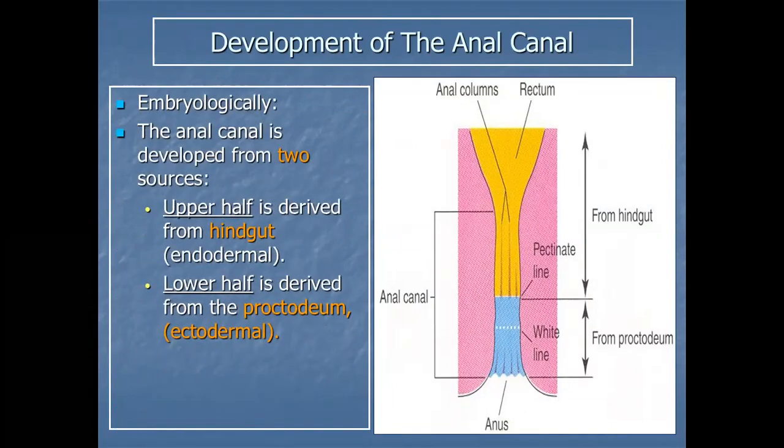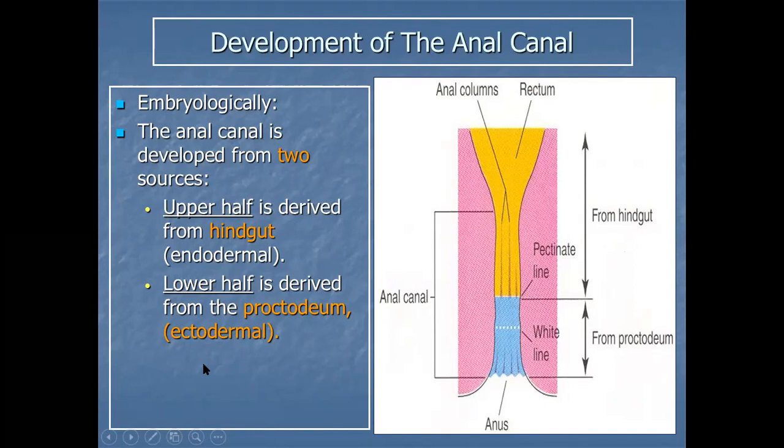Embryologically, the anal canal is developed from two sources. The upper half is derived from the hindgut, just like the other parts of the intestines. And the lower half is developed from the proctodeum, that is the ectoderm.